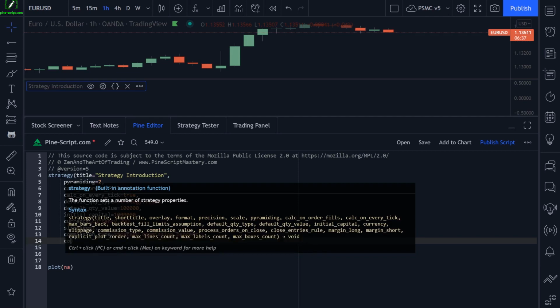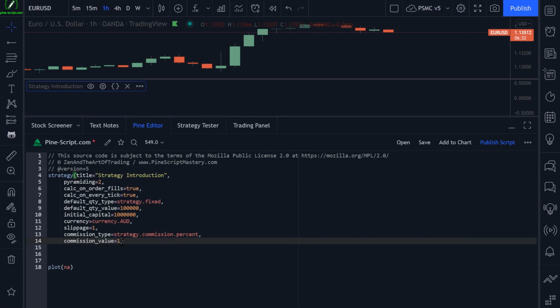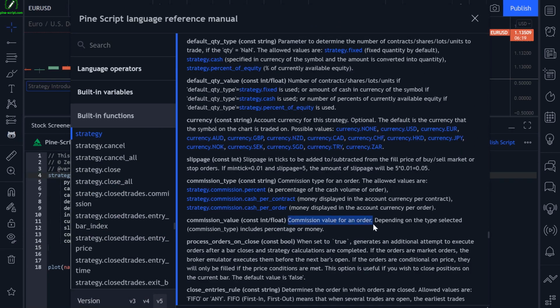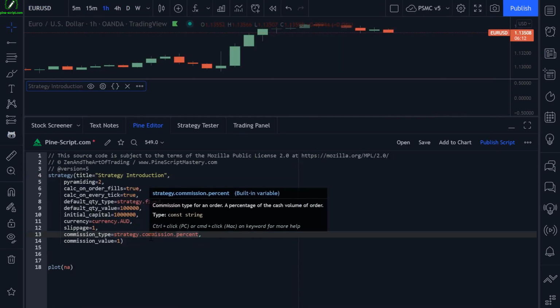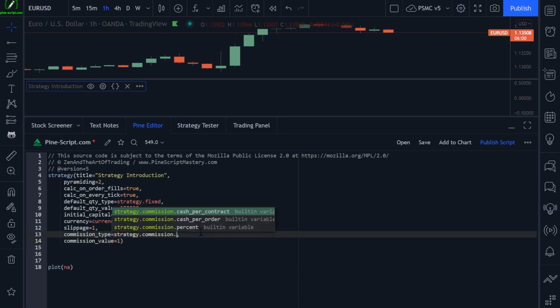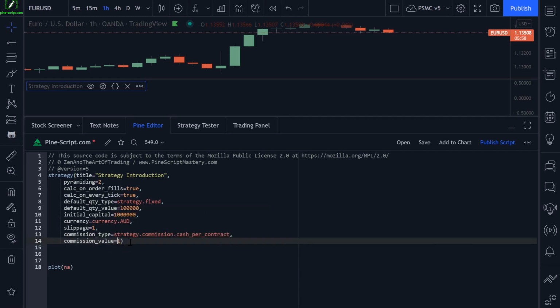Next, we have commission value. That just overrides the default commission value. So if I set that to 1, actually it might be 0.01. Let me read this really quickly. Yeah, it just says commission value for an order, depending on the type selected. It includes percentage or money. So if I set this to strategy.commission.percent and set this to 1, I'm guessing this simulates 1% commission on my position size. If I set this to cash per contract and set it to 1, now it's $1 per contract that I'm paying in commission.